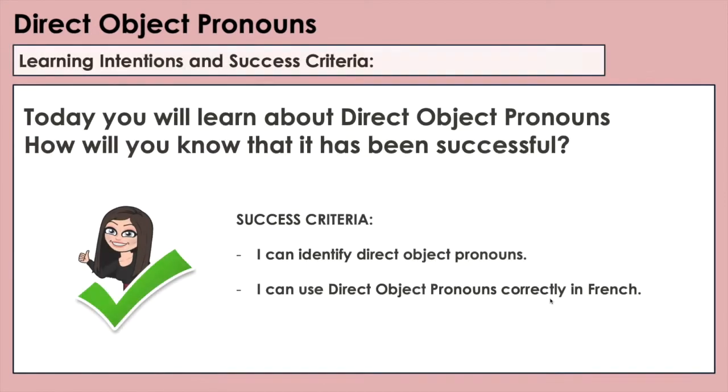Looking at our learning intentions, today you will learn about these direct object pronouns. And how will we know it's been successful? Well, we can identify the direct object pronouns in sentences and use them correctly in French.